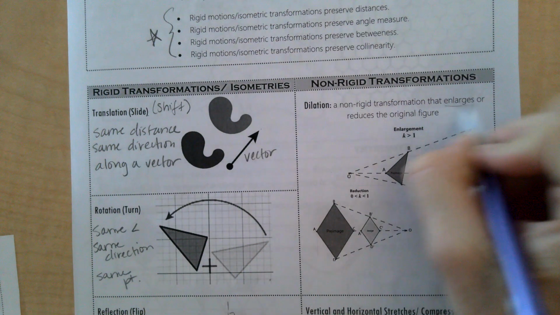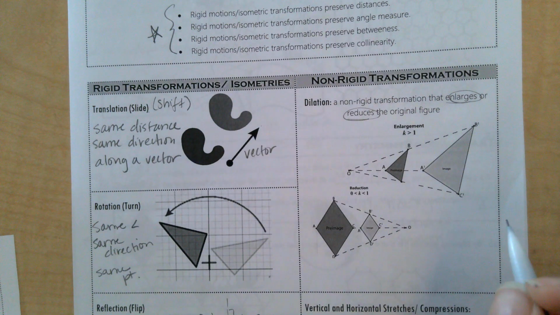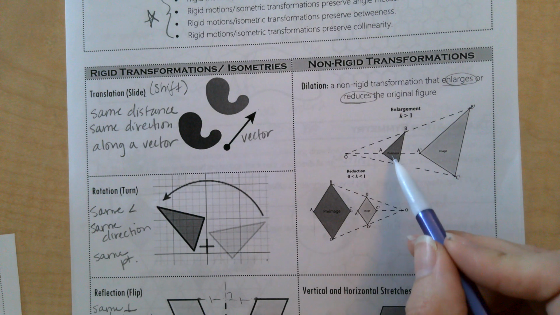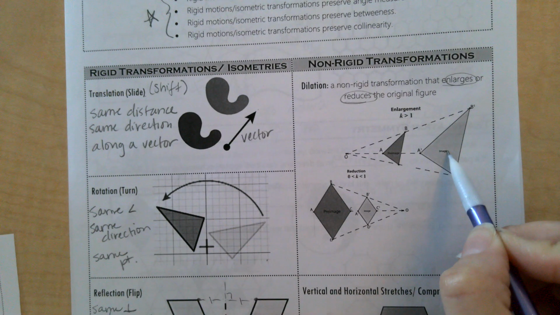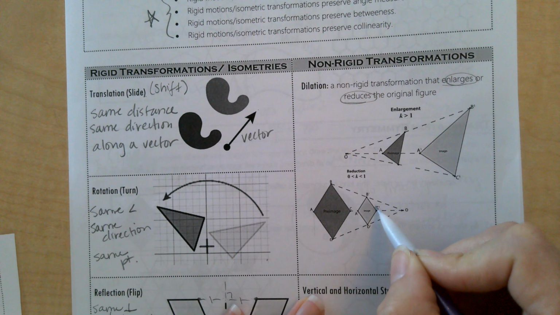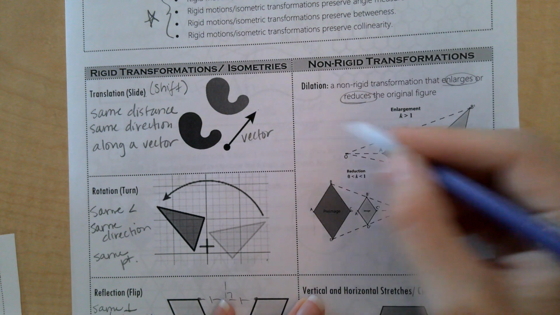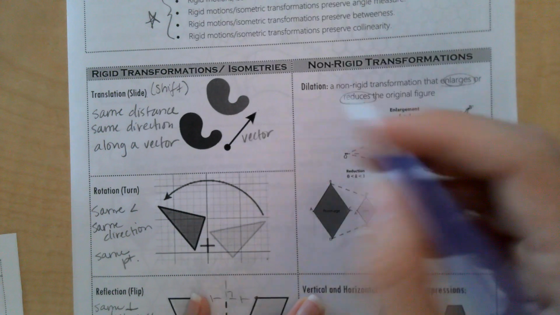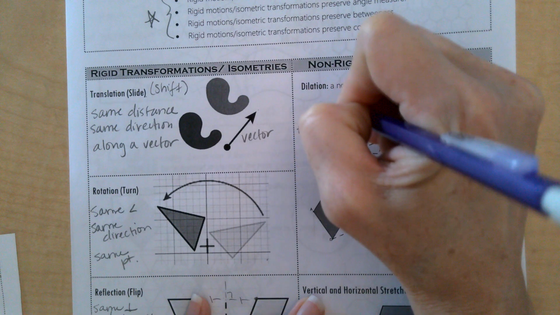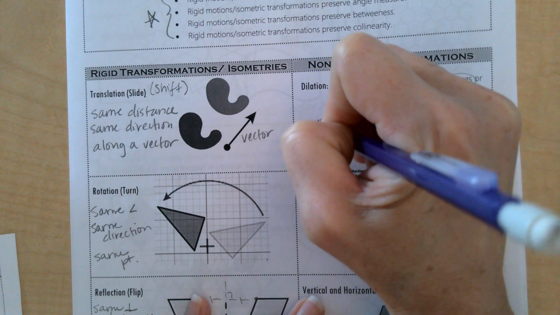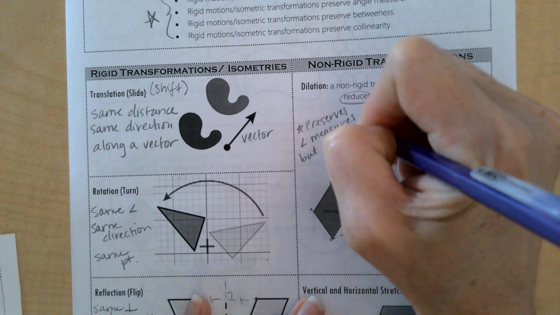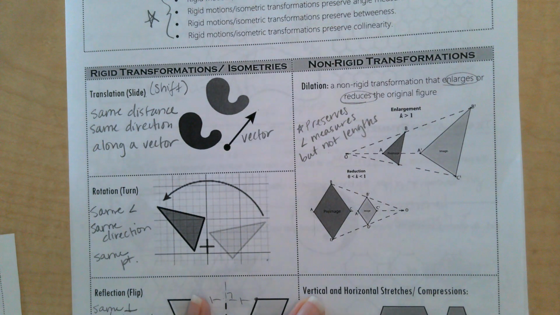So let's go ahead and circle enlarges or reduces. And again, when we go from pre-image to image and we get bigger, or we go from pre-image to image and get smaller, the size changes, but a dilation does preserve angle measurements. Okay, so it preserves angle measure, but not lengths. And this is called similarity.